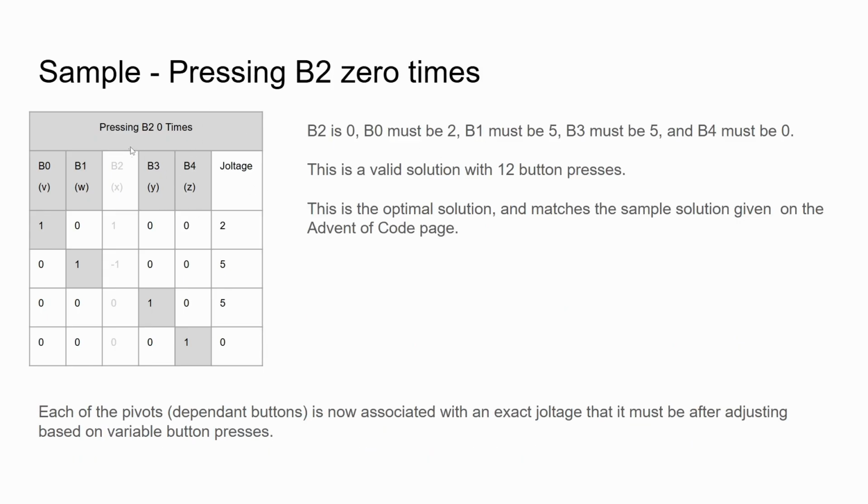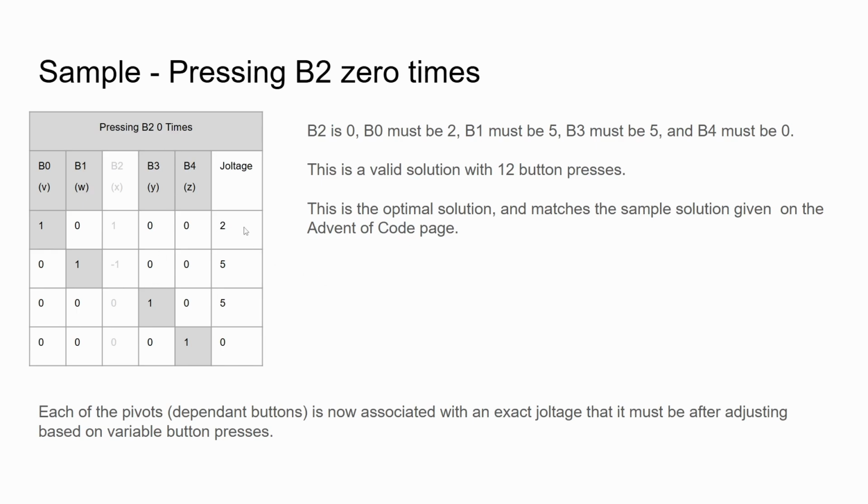So if I look at pressing button 2 0 times, this is what I'm trying to figure out. Now I know I need to press button 0, which is the only remaining value in this row for joltage 0, and I have to press it 2 times to get that. Likewise, I have to press button 1 5 times, button 3 5 times, and button 4 0 times. So each one of these is now the exact voltage I need to solve the puzzle.